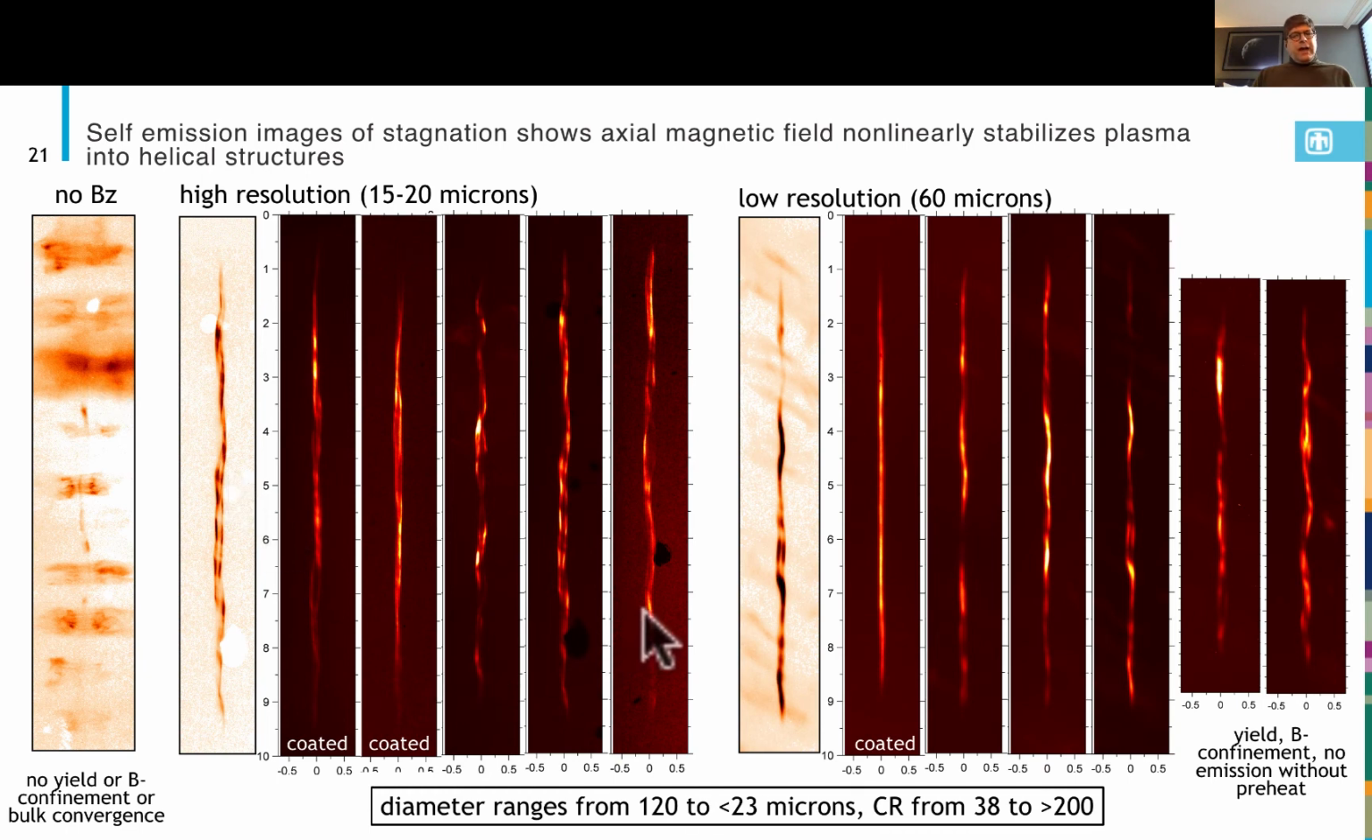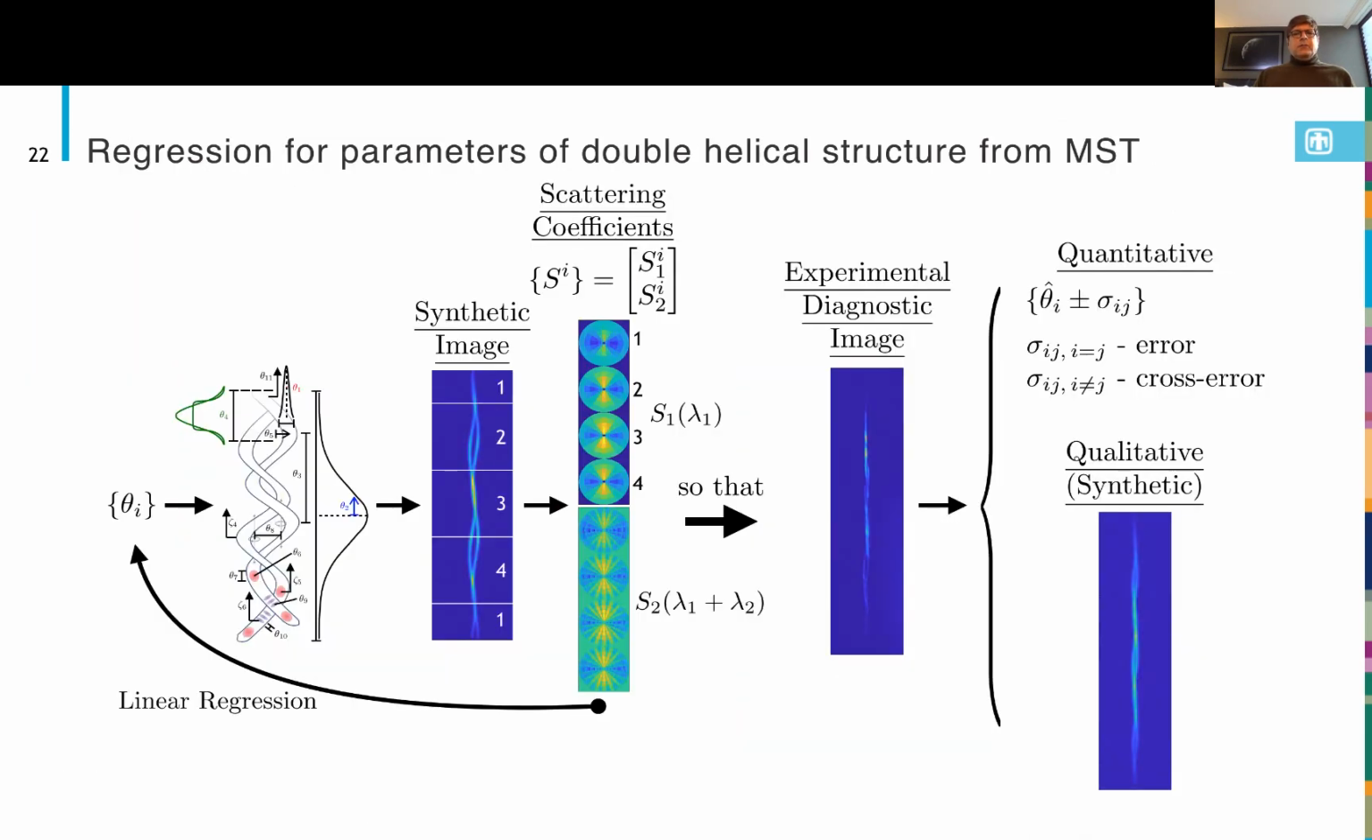But if we have the magnetic field, the size of the overall complex of strands is up to about 120 microns, but the size of each individual strand is very close to the resolution of the spectrometer, and there could also be some temporal blurring of these strands since these are time-integrated images. The convergence ratio would therefore range from 38 to something greater than 200. This is really amazing.